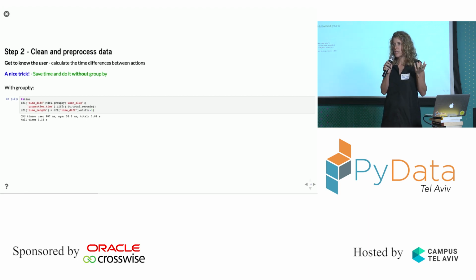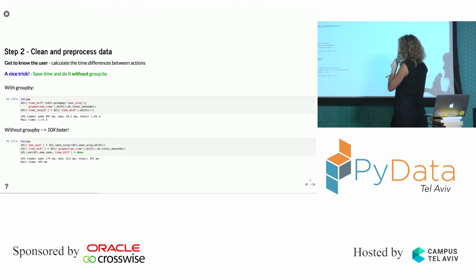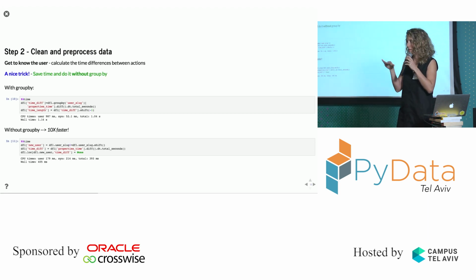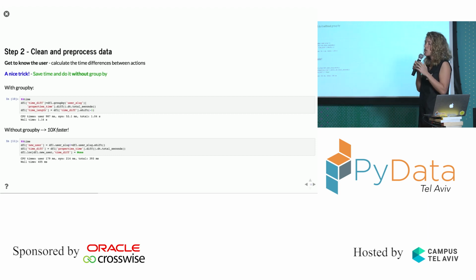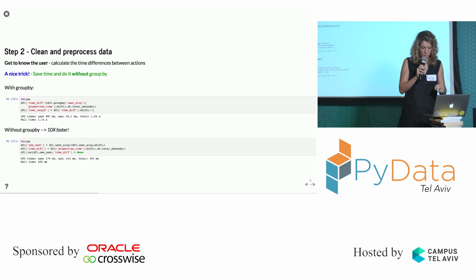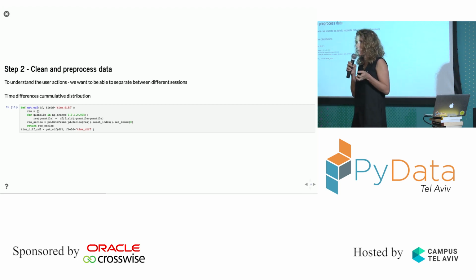You can just sort all the data by the user, then sort it by the timestamps, and then just do the diff, and then just remove the first row for each user, the one row which is not correct because it's the timestamp difference between the user and the previous user. So this is just a trick, and it's 10 times faster because it saves us the group by. So this is nice.